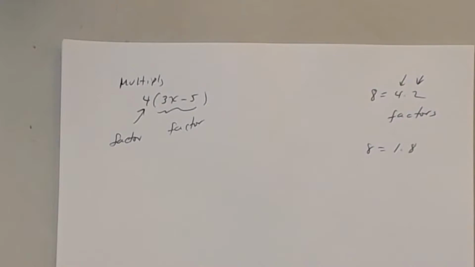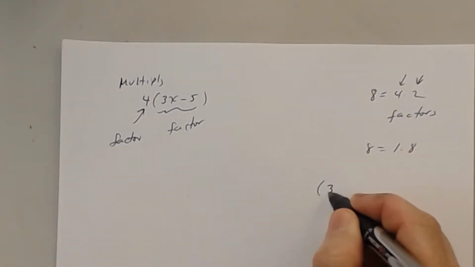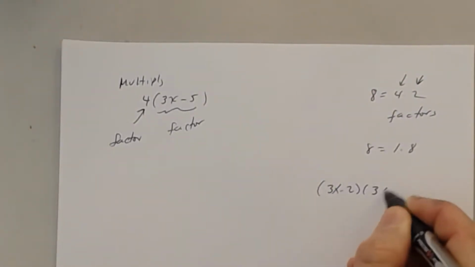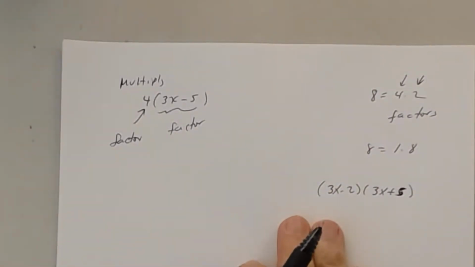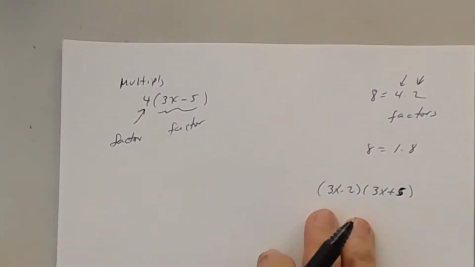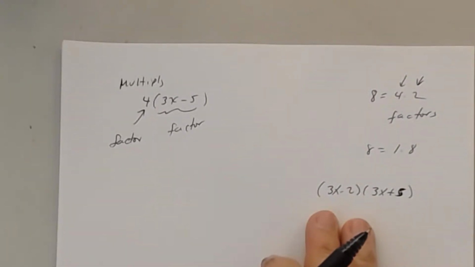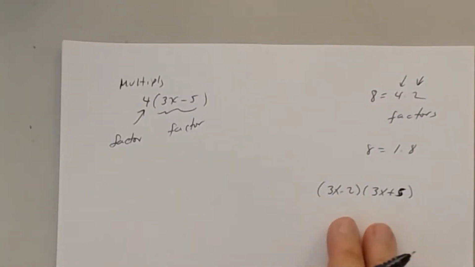On another worksheet, you had 3x minus 2 times 3x plus 6, let's say. I made that up. Let me do 5 times 3x plus 5. To multiply this out, you have to use what method? FOIL. You could have also used the distributive property as well. But most students, when they see they're multiplying two binomials, will use the FOIL method.